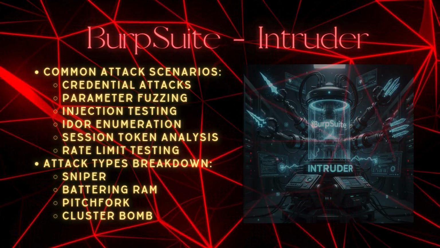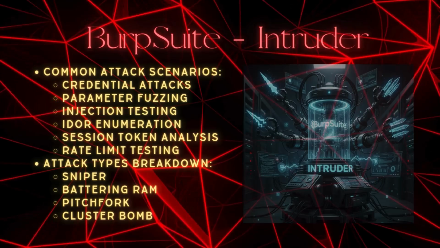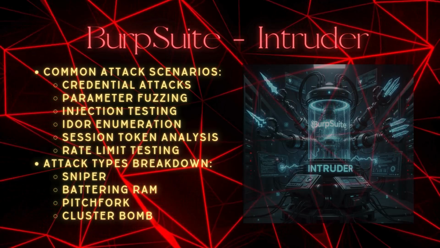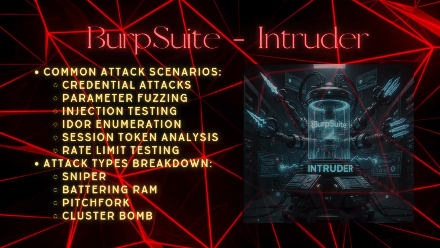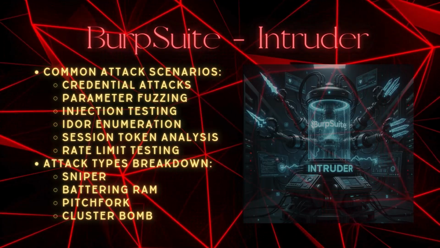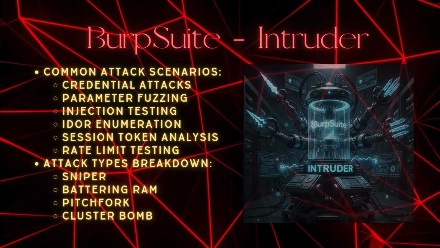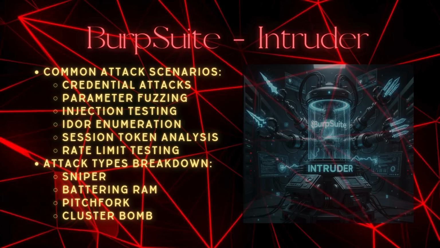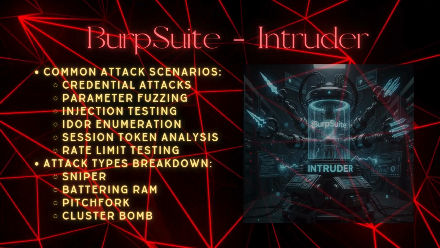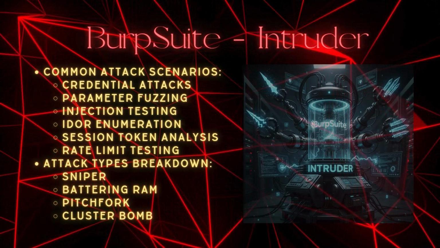Intruder offers 4 attack types, each suited for different scenarios. Number 1, Sniper. Single position attack. It uses one payload list and iterates through it, replacing one position at a time. Perfect for targeted testing of individual parameters. Number 2, Battering Ram. Multiple positions, single payload list. The same payload value is used in all positions simultaneously. Useful when you need synchronized values across multiple fields.